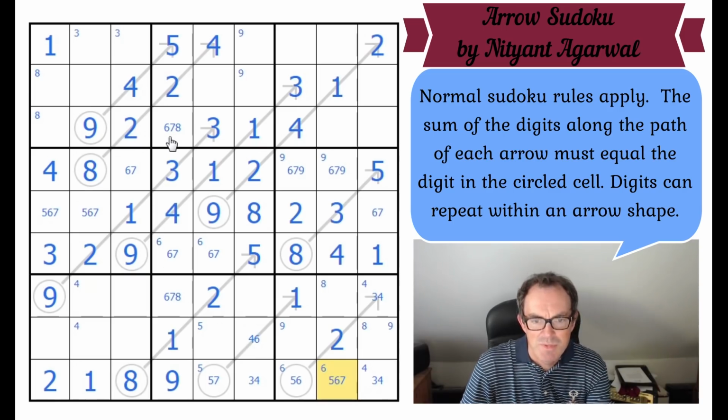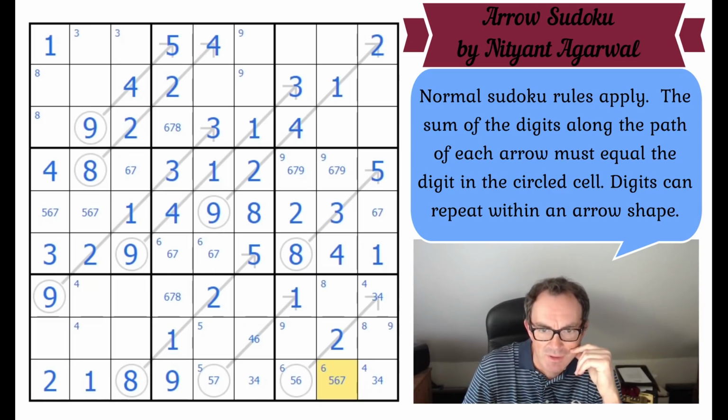I think I might be missing something now. Maybe I'm overlooking something fairly simple, which I hate doing because I know I'll get grief for it in the comments.